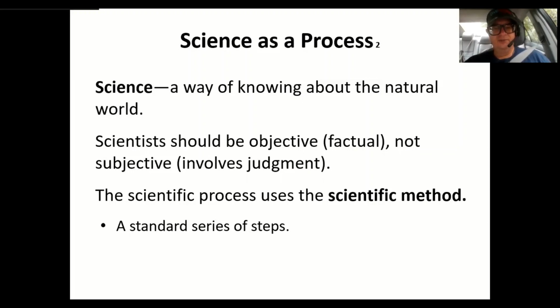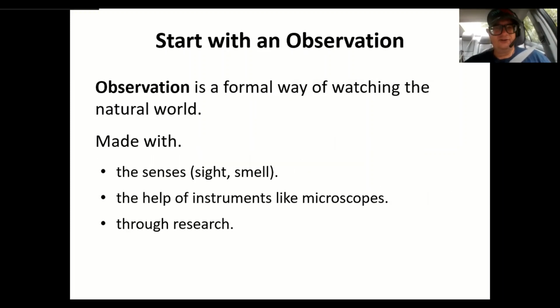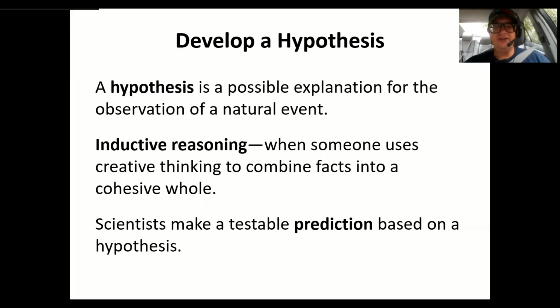So the process of using science is the scientific method. It goes through a series of steps. The first thing is you make an observation. This could be something that you see, something you can measure. Then you form a hypothesis, an explanation for what could be happening.